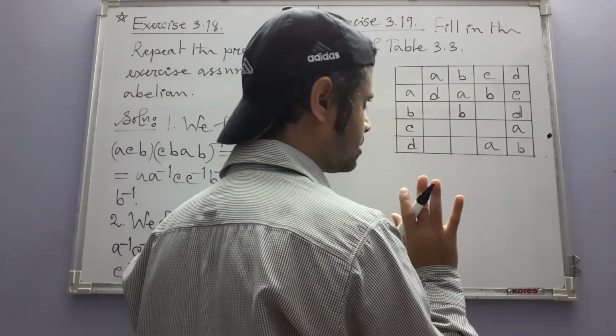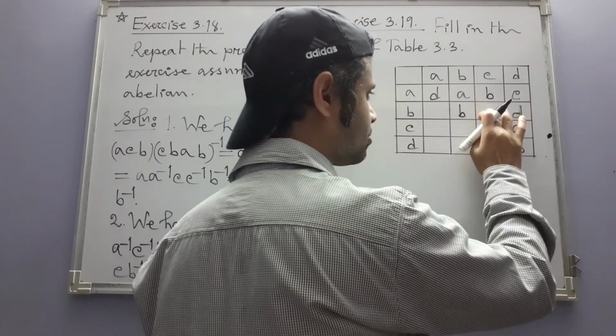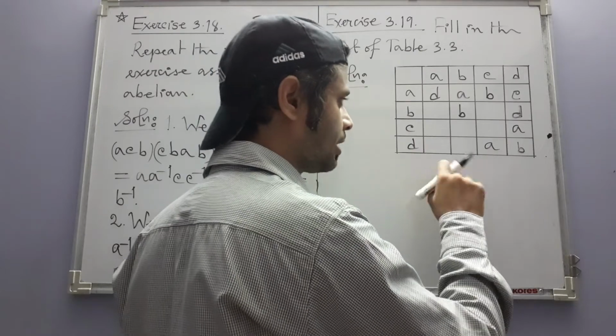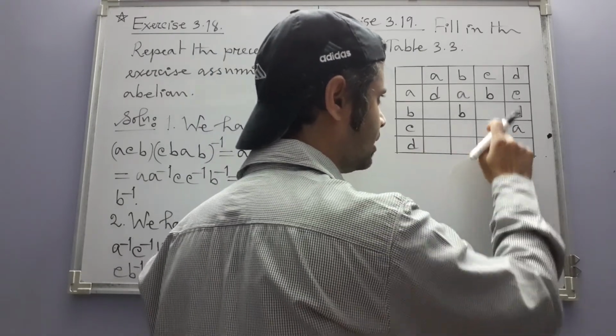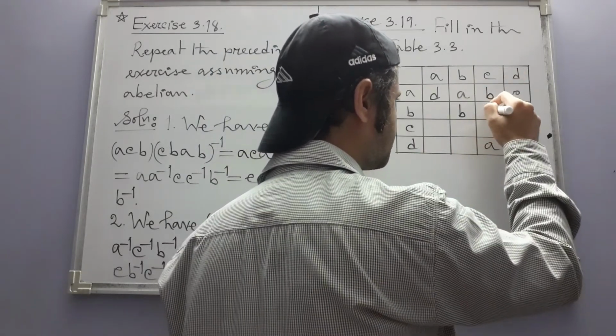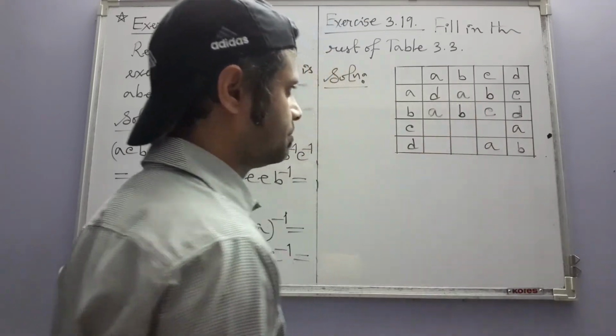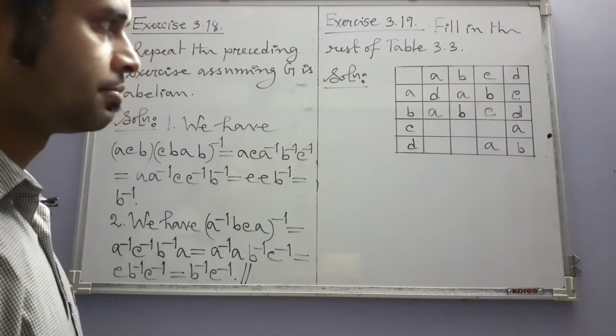That we cannot decide yet. Here also we will have either A or C, but we cannot have C. We cannot have A because we already have A in this column. So this must be C. And that is why this must be A. Okay.